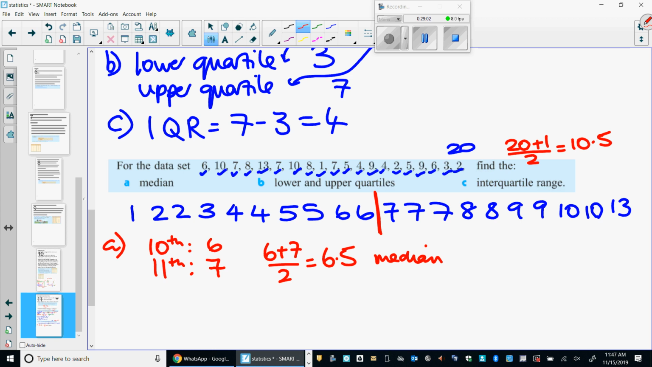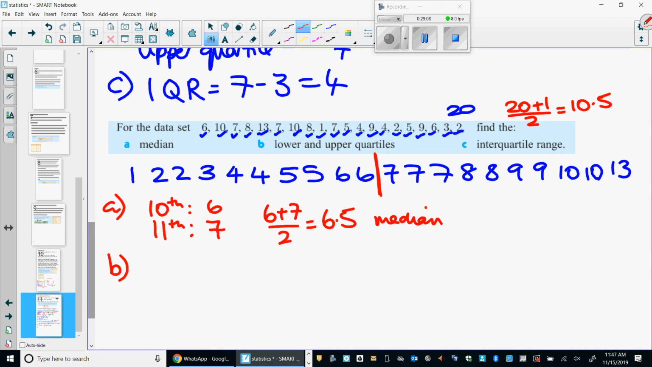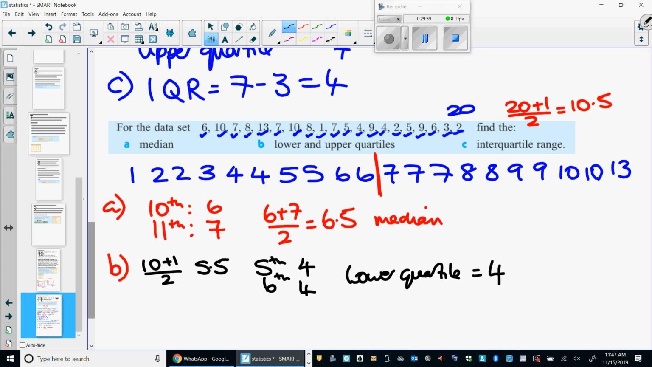To find the median of my bottom half, so to find the lower quartile, you're finding the middle of the bottom half. There are 10 pieces of data in the bottom half, so we add 1 and divide by 2. So that's 5.5. So we need to know what the 5th one and the 6th one is for each of these halves. So 1, 2, 3, 4, 5. The 5th one was 4. The 6th one was also 4, which means our lower quartile is 4. Yes, because obviously 4 plus 4 divided by 2 is 4.